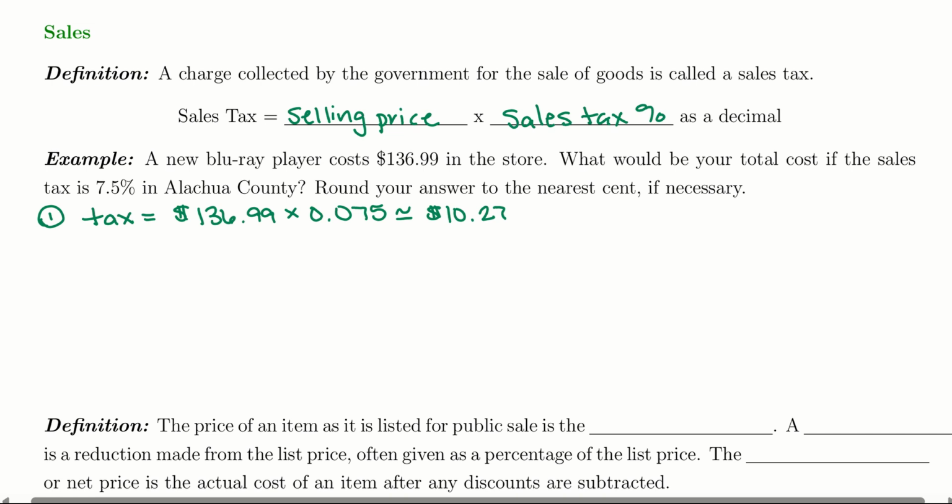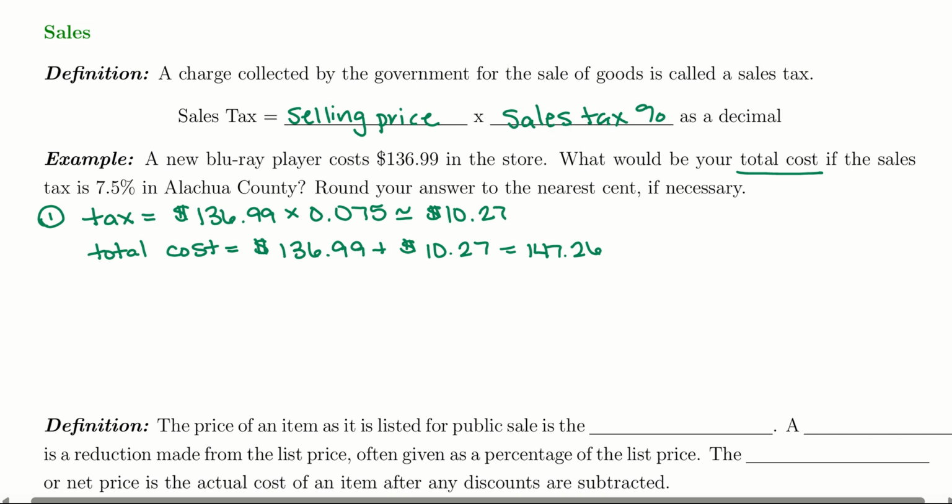Then to find the total price or the total cost, we're going to take the selling price of the Blu-ray player, which was $136.99, and we're going to add the tax on top of that, $10.27. When we combine those, we'll get $147.26. So here we've walked through this two-step process where we find the tax and then add that to the selling price to find the total.